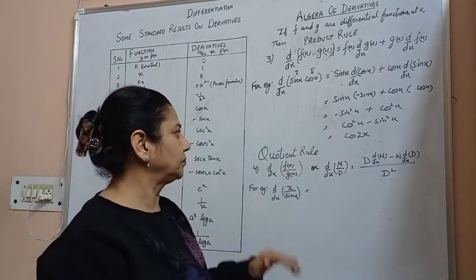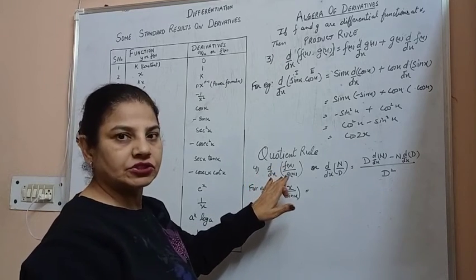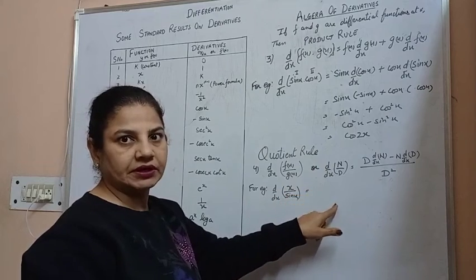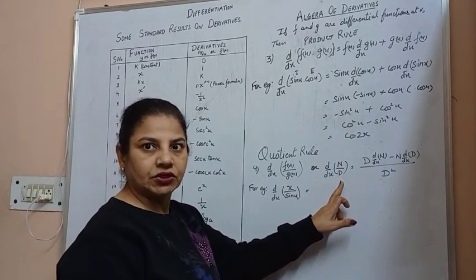For the quotient rule, we have d/dx of f(x) upon g(x). Let f(x) be the numerator and g(x) be the denominator, as they are in a fraction. So we consider f(x) to be the numerator and g(x) to be the denominator.